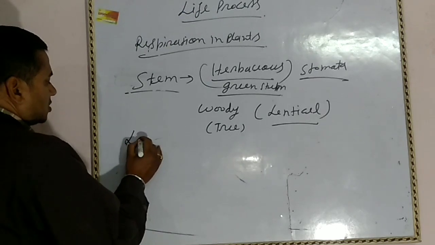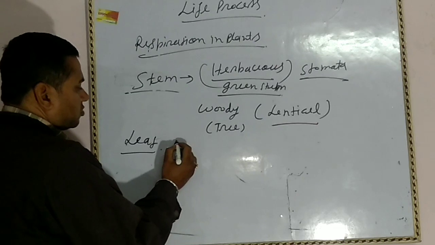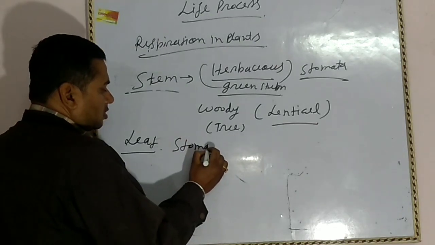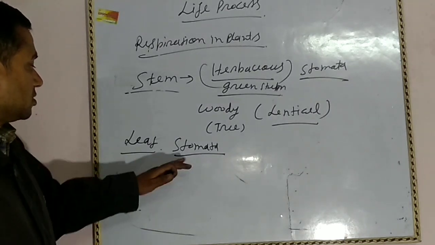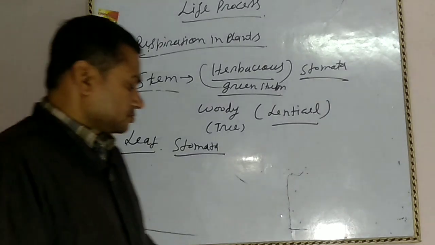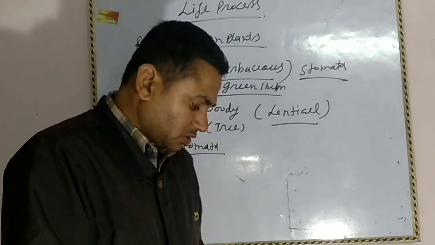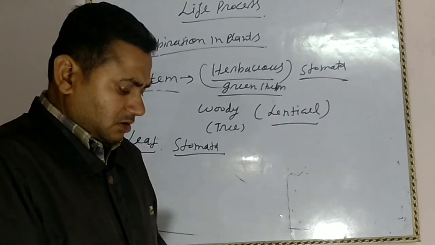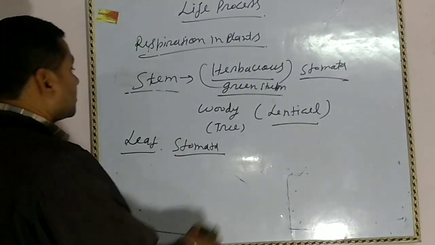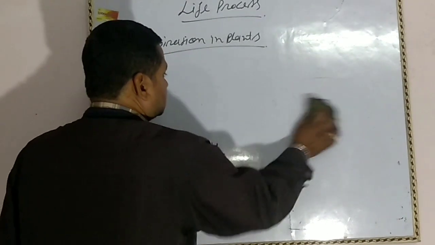Now we talk about leaf. How do leaves respire? Leaves also respire through stomata, but leaves are green in structure, so there is one more thing for exchange of gas in leaf. Now we will discuss some more detail here.